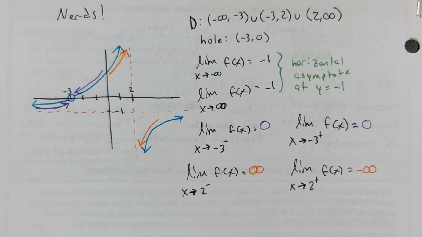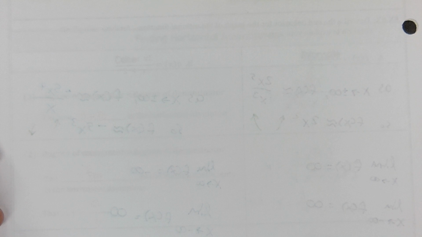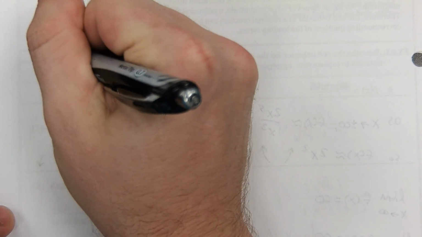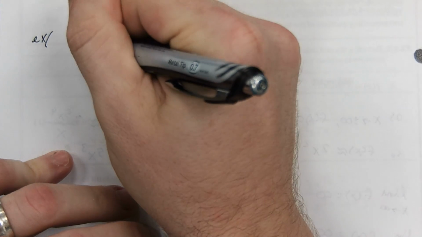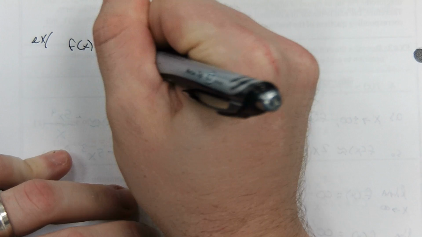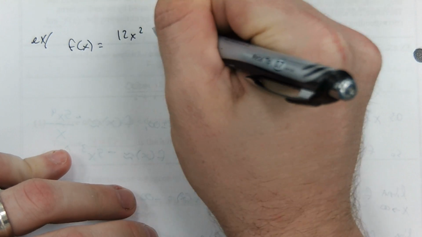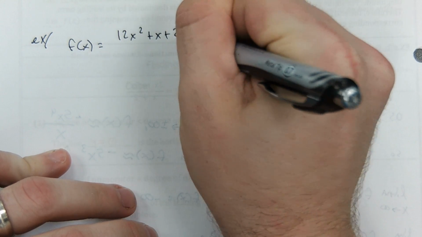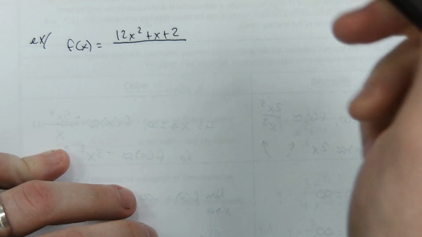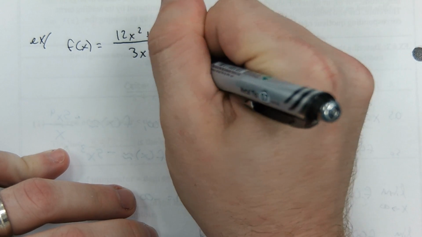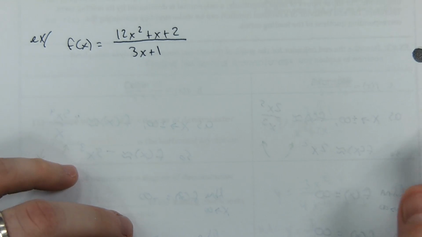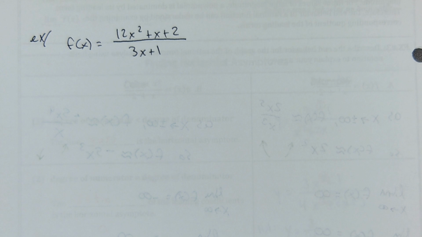All right, next is going to be how do we recognize when a slant asymptote is occurring and how do we find its equation? And then that'll be it. So I'm going to write you a function, f of x equals (12x squared plus x plus 2) divided by (3x plus 1). Now, I'm going to tell you, this one has a slant asymptote. But how do I know that it has a slant asymptote?